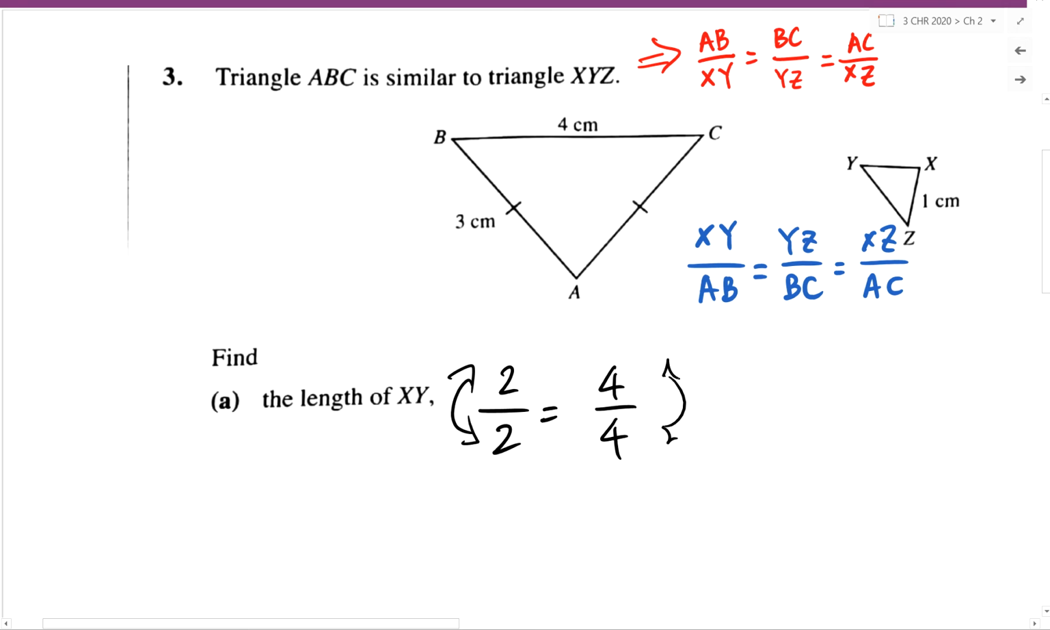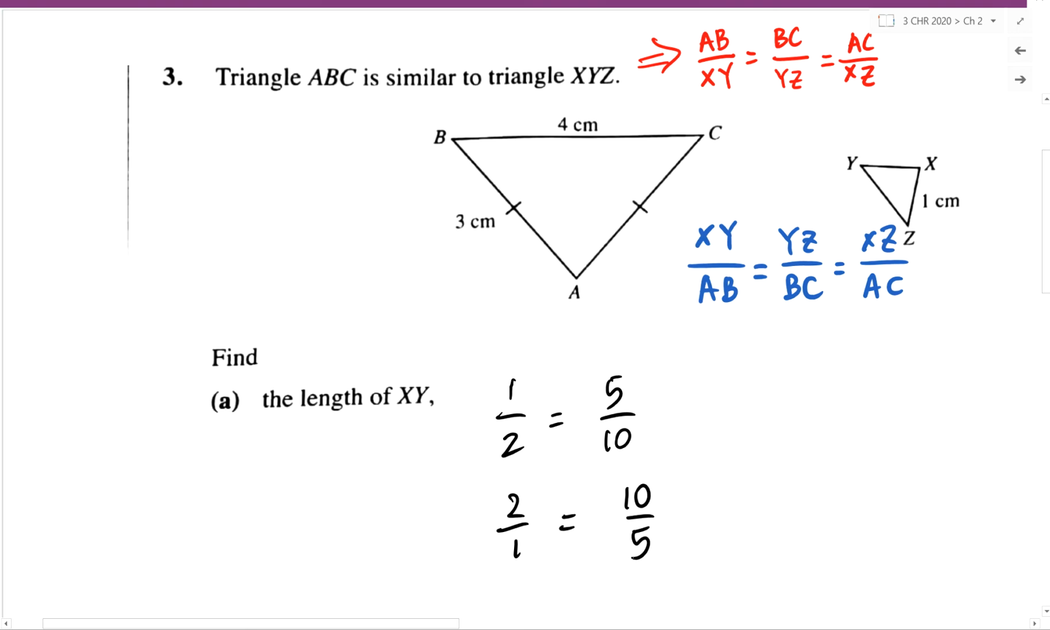So instead of trying maybe this example, let's try something else. Maybe we have 1 over 2 equals to 5 over, how much? 10, right? So if I flip them over, I have 2 over 1 equals to 10 over 5. Is it correct to say this? 10 over 5 is 10 divided by 5, right? It is the same as 2, isn't it? So when I flip them over, I appear to get the same thing.